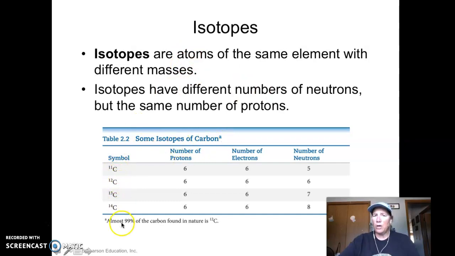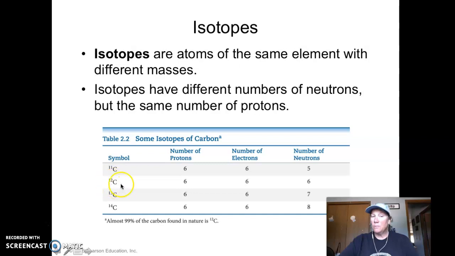Carbon has 4 isotopes. It has carbon 11. Now the protons, you notice, are always the same. And the electrons are always the same in this case, because this is an atom. Later on, when we talk about ions, the number of electrons can change. But for right now, when we're talking about atoms, they're the same. So the number of neutrons: if it's carbon 11, I take 11 minus 6, I get 5. That's the number of neutrons in carbon 11.